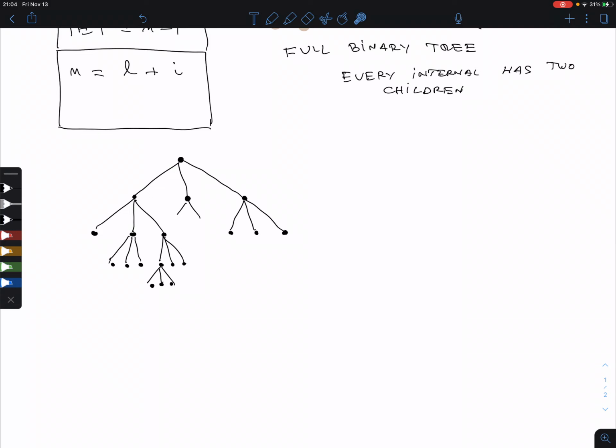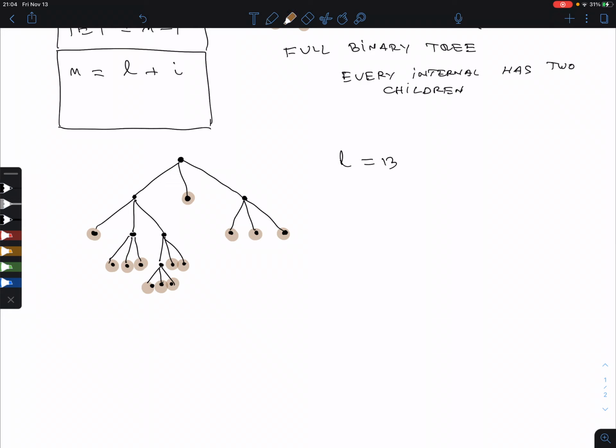Okay, let me get rid of this again. So let's again mark our leaves. 1, 2, 3, 4, 5, 6, 7, 8, 9, 10, 11, 12, 13. So the number of leaves is 13. Remember that's the colors, right?